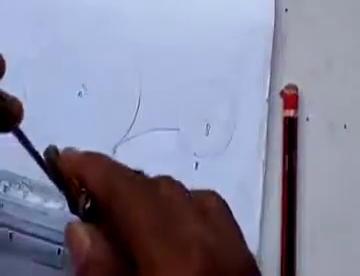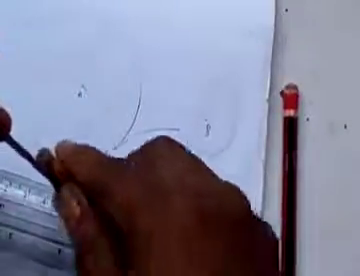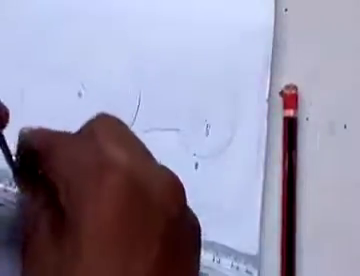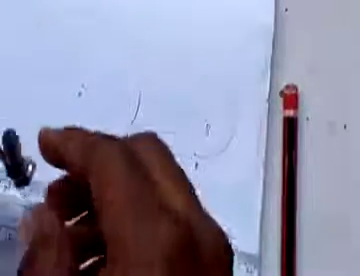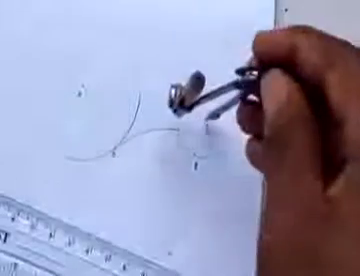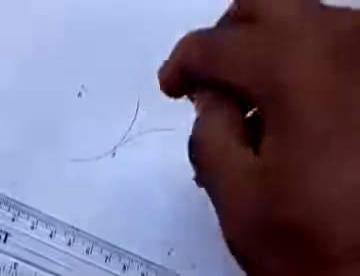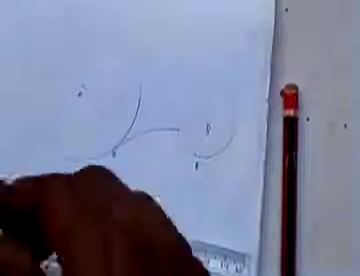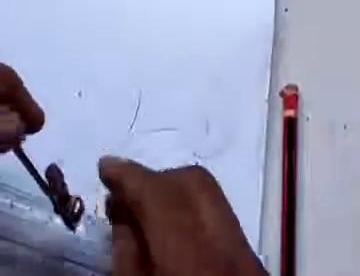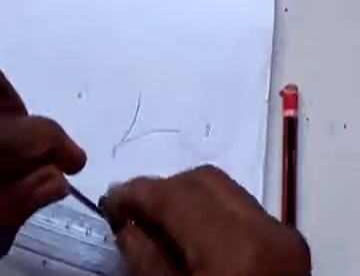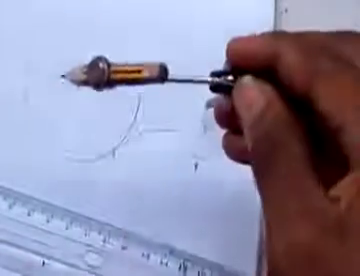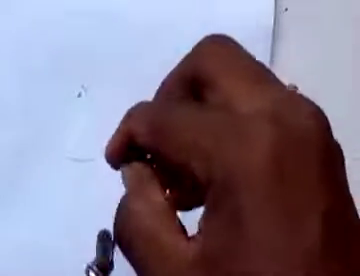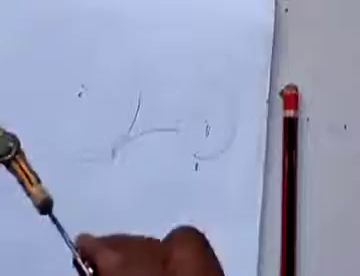For the second one too, with a radius of 10 minus 1.5, because the radius of the second circle is 1.5, that would be 8.5. So open our compass to 8.5, and we cut it here. So this will be the center of the external arc.